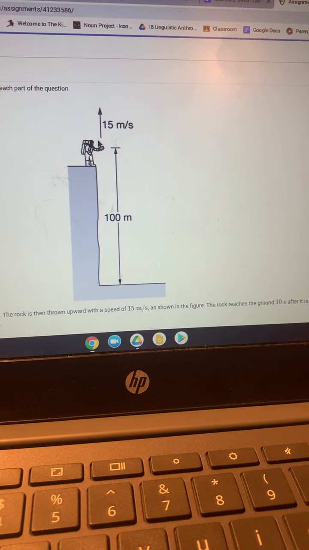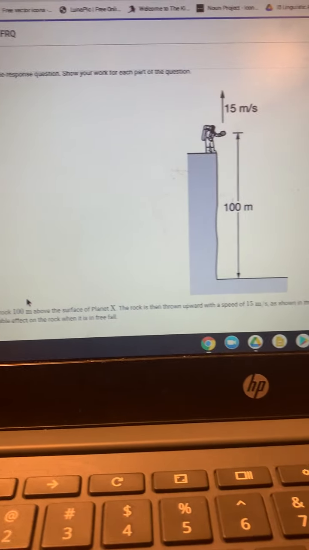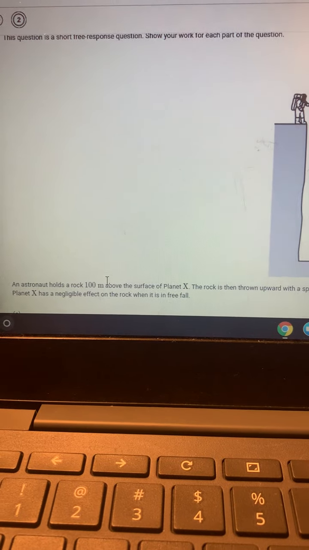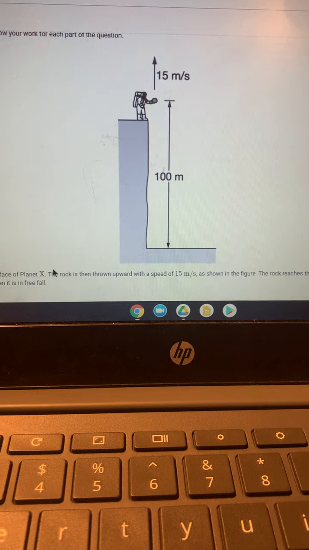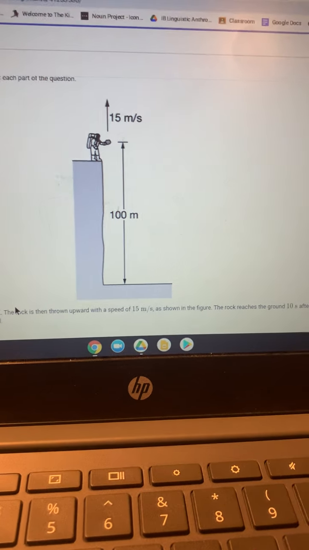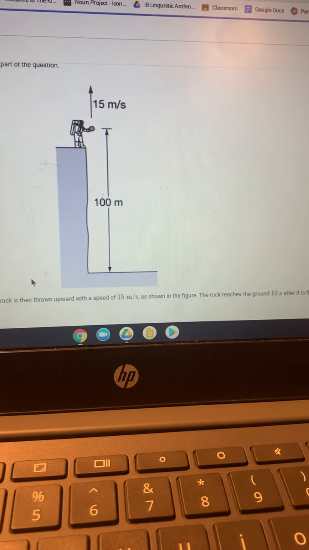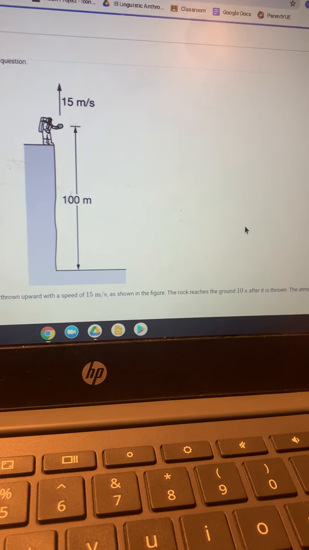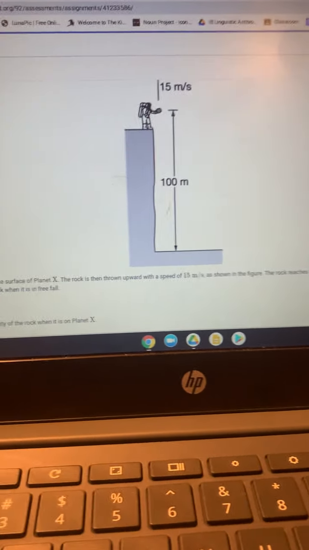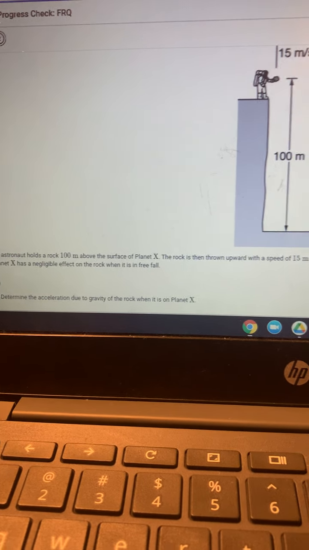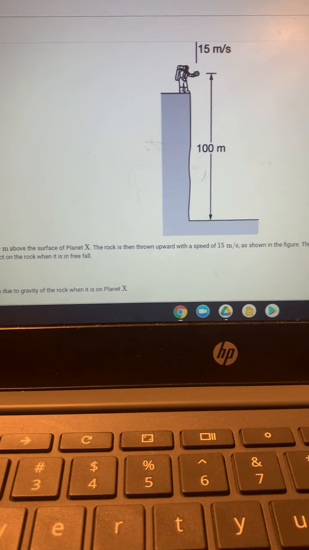Progress Check FRQ. If you can see here, this is the little image that they give you. It's an astronaut holding a rock 100 meters above the surface of planet X, and then the rock is thrown upwards with a speed of 15 meters per second as shown in the figure. The rock reaches the ground 10 seconds after it is thrown, and the atmosphere of planet X has a negligible effect on the rock when it is in free fall.